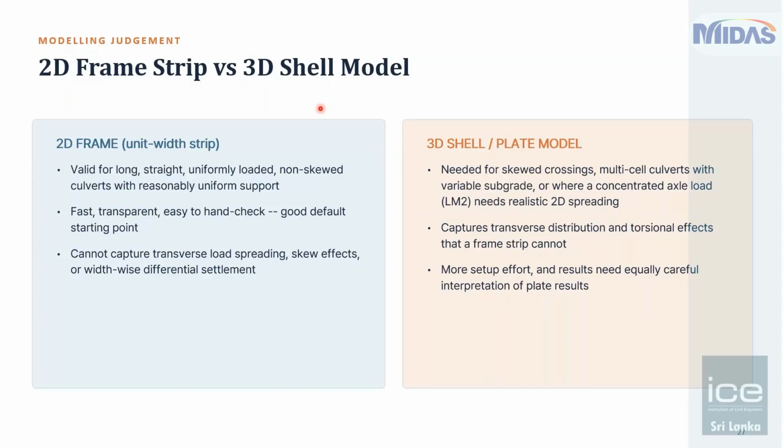So if you don't have these things, fine. But if you have other things such as skewness, or you want to capture the transverse load spreading or widthwise differential settlement, or the soil or geotechnical strata demands that you capture the difference in stiffnesses of the soil, we go with a 3D shell or plate model. These would be helpful for skewed crossings with multi-cell culverts with variable subgrade, where concentrated axle loads need realistic 2D spreading. We will look a bit into load spreading in our later slides. It captures transverse distribution and torsional effects that a frame strip cannot. More setup effort, of course, and even higher effort would go into interpretation of plate results.